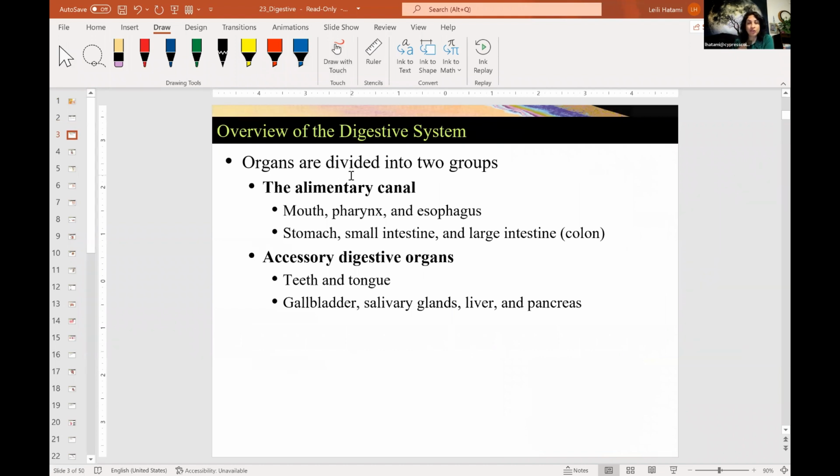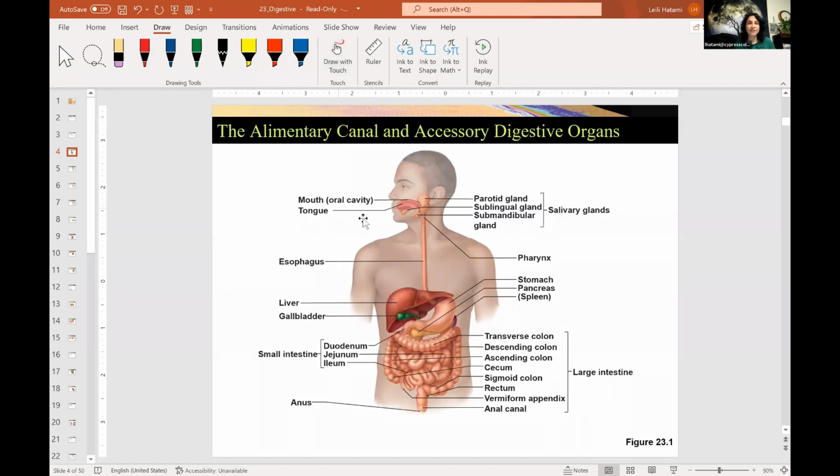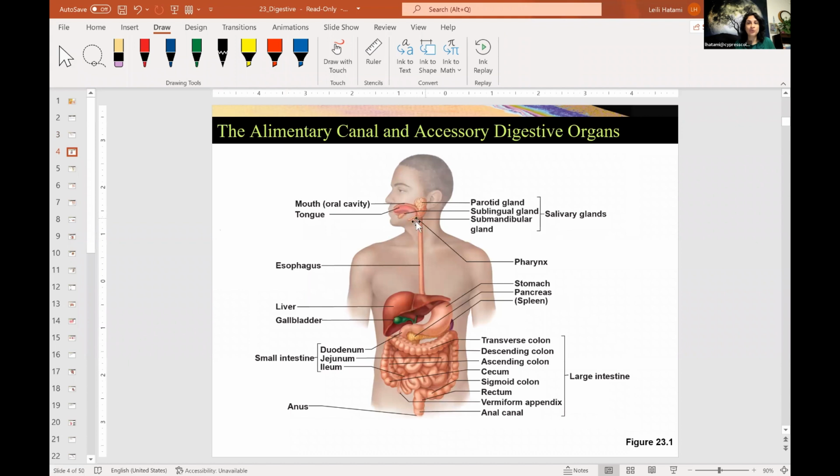So we can divide our digestive system into the alimentary canal and the accessory digestive organs. The alimentary canal starts from our mouth and ends at the anus. It's a canal or long tube which starts from the mouth, and then after the mouth or oral cavity, food goes to the pharynx. After the pharynx, food goes to the esophagus. After the esophagus, food goes into the stomach, and then into the small intestine, and then the large intestine, and then it ends at the anus. So that is our alimentary canal.